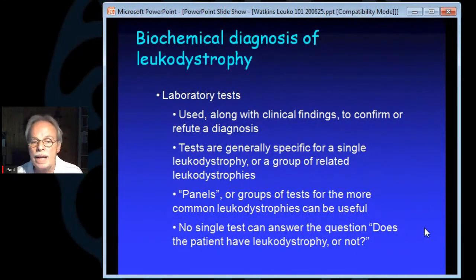Biochemically, we can diagnose leukodystrophies, or help diagnose leukodystrophies, by laboratory tests. These are used along with clinical findings to confirm or refute a diagnosis. Tests are usually specific for a single leukodystrophy or perhaps a group of related leukodystrophies. There are panels or groups of tests for the most common leukodystrophies, and these can be useful because we can say that, yes, we do this group of tests and we can tell that it's most likely leukodystrophy X. But no single test can answer the question, does my child or a patient have a leukodystrophy or not?